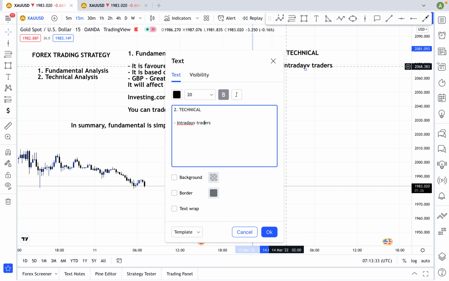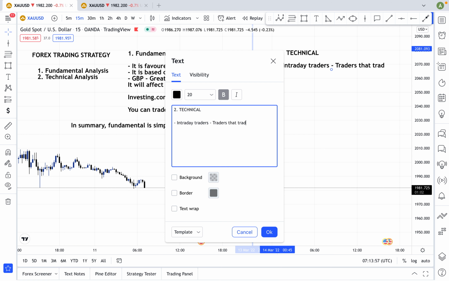These traders, personally, I'm also an intraday trader, because I trade within the day, during the day. So I trade only during the day. I don't hold my position till the second day, till another week, till next month. No, I only trade within the day. So these are the intraday traders. Let me just put it here. Yes, these are intraday traders.